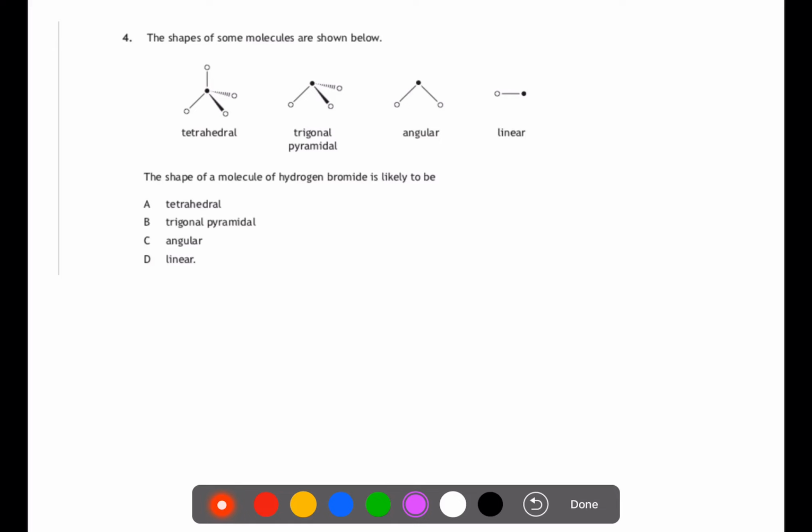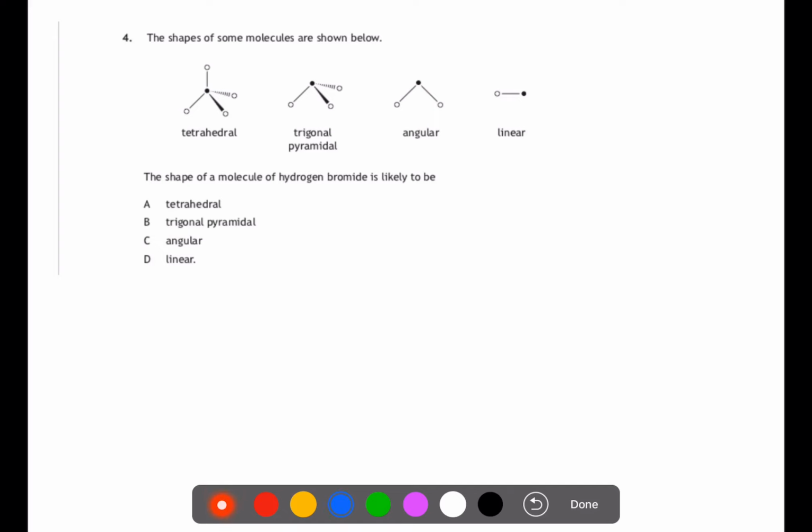Question 4. The shapes of some molecules are shown below. So we have tetrahedral, which has a central atom joined to 4 others, trigonal pyramidal, which has the central atom joined to 3, angular is joined to 2, and then linear just has 2 atoms joined together.